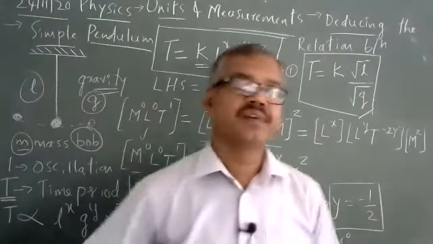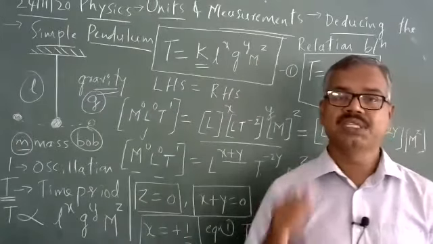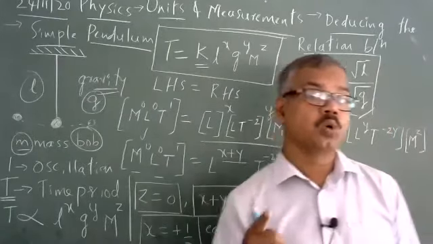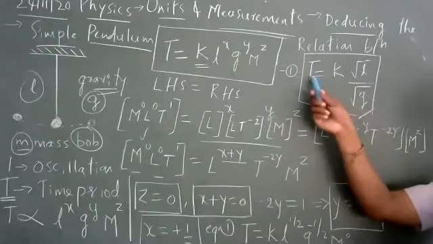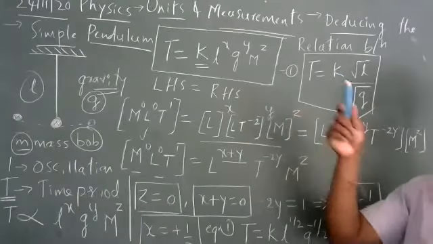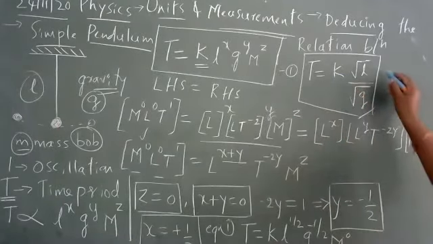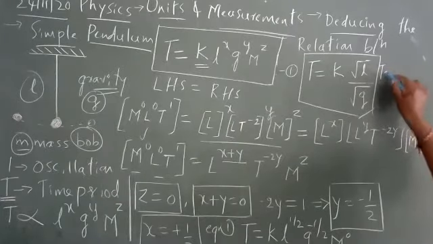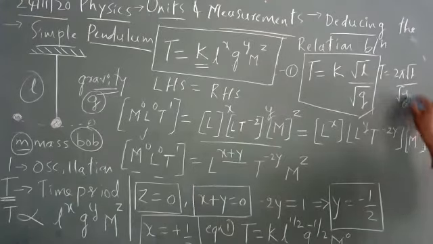What we obtain finally is a relationship for time period which is directly proportional to root of L. I repeat, time period is directly proportional to root of L, inversely proportional to root of G, where k is a dimensional constant. Most of the time, k is taken as 2 pi. So sometimes we write time period equal to 2 pi root of L over G. So this completes our whole discussion.